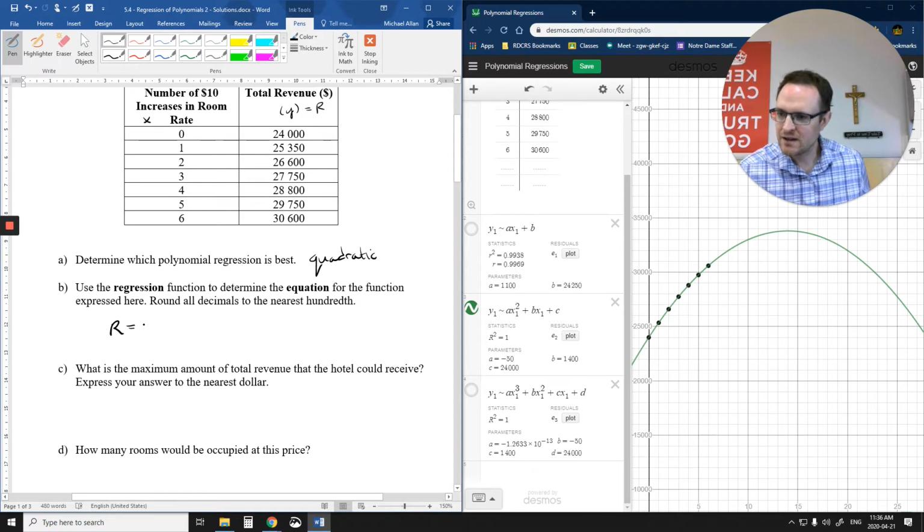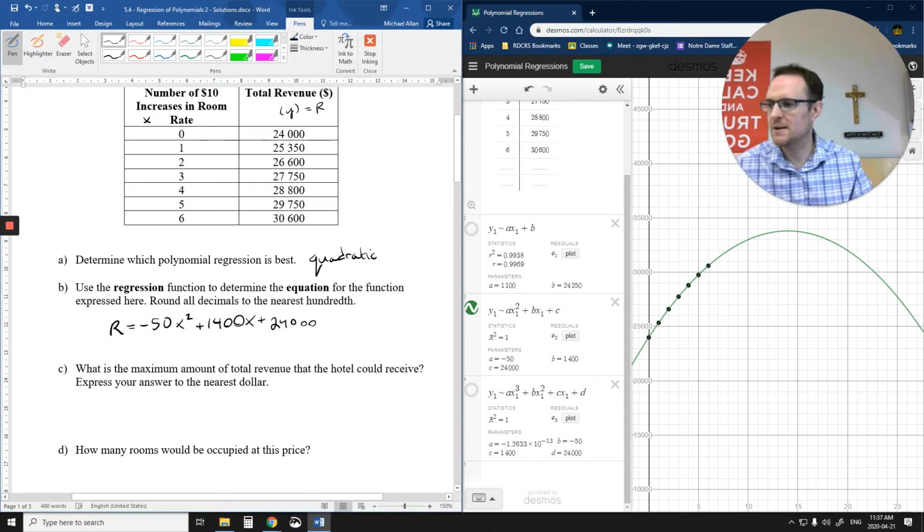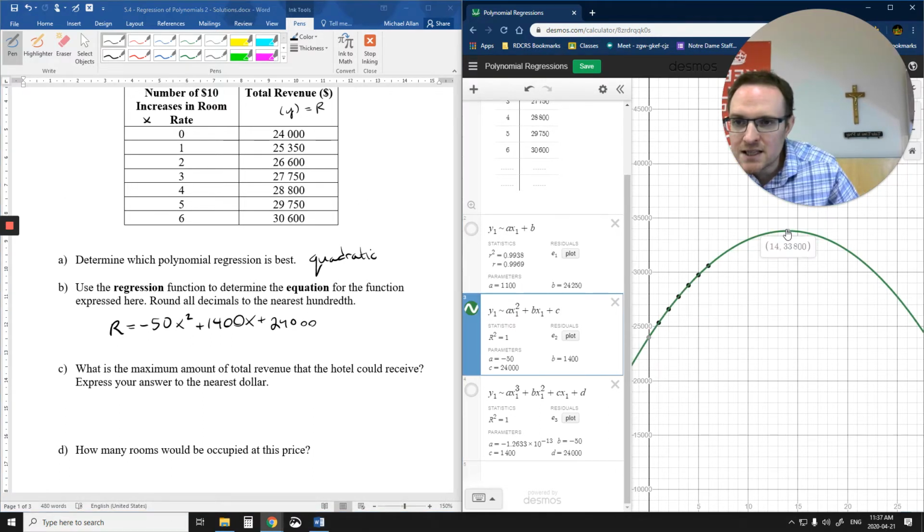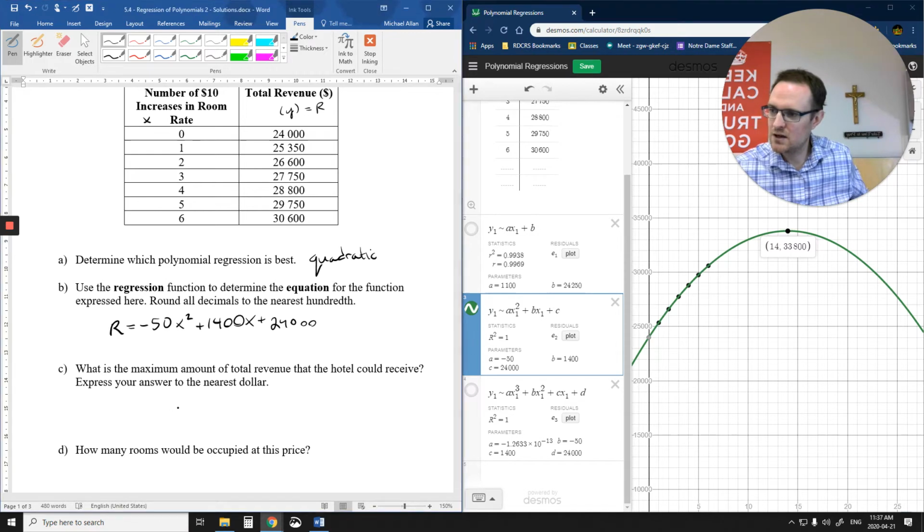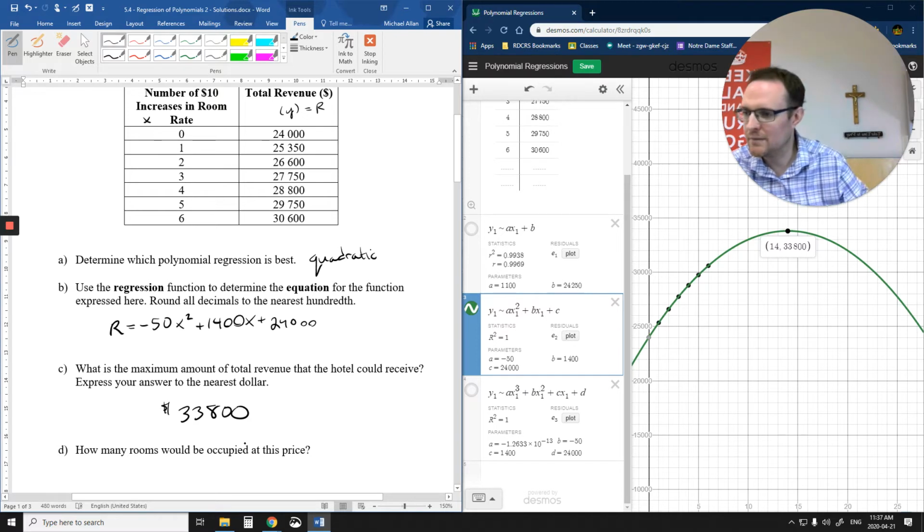Okay. So negative 50x squared. I don't have to put that in parentheses. Then plus bx, and my b is 1400, plus the c, which is 24. Perfect. Okay. What's the maximum amount? So I'll go here and click on the graph. If you click on the graph, you can see that there's a gray dot there. You just click on that dot. It'll tell me my maximum amount and my Y value. So $33,800. How many rooms will be occupied at this price?